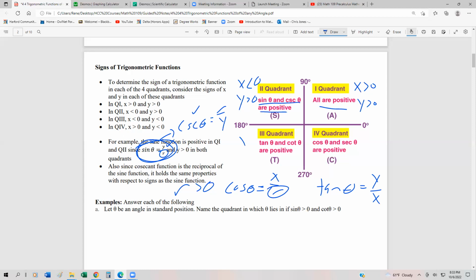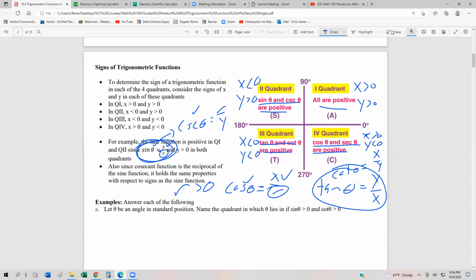Now in quadrant 3, both x and y are less than 0. So anything with just an x, such as the cosine, is going to be negative, and so is sine. But tangent, as well as its reciprocal cotangent, which is x over y, is going to be positive, since when you divide negative by negative, it's positive. Finally, the cosine is the x coordinate, and in quadrant 4, x is greater than 0, but y is less than 0.